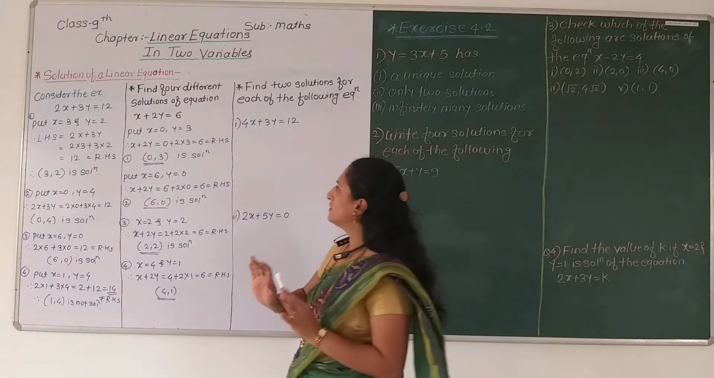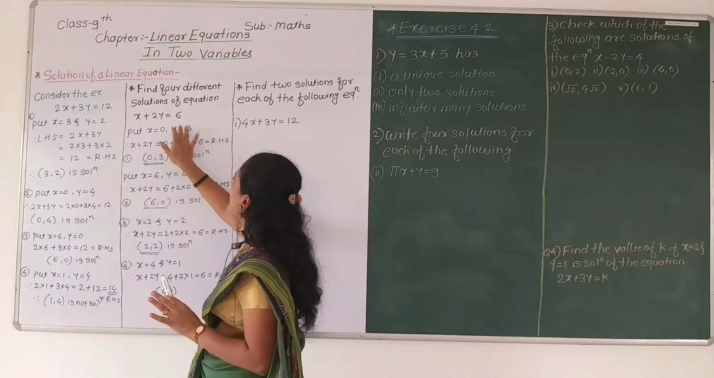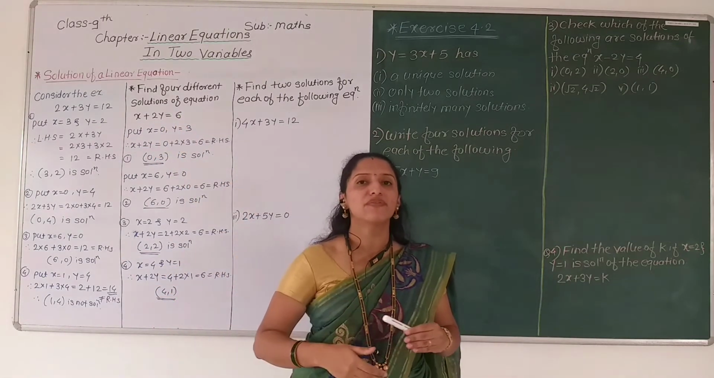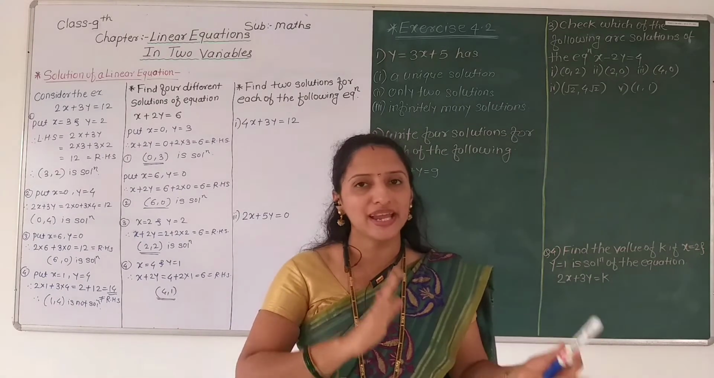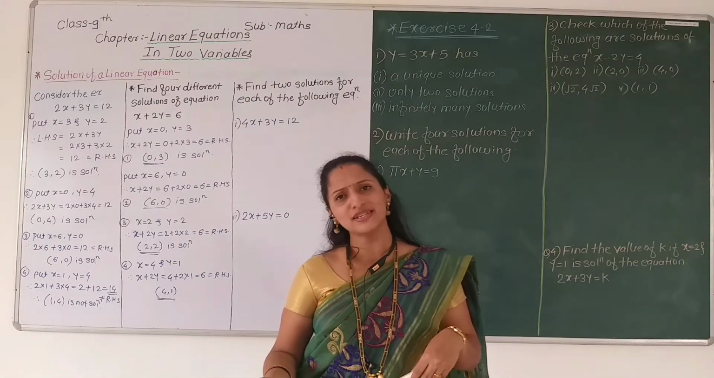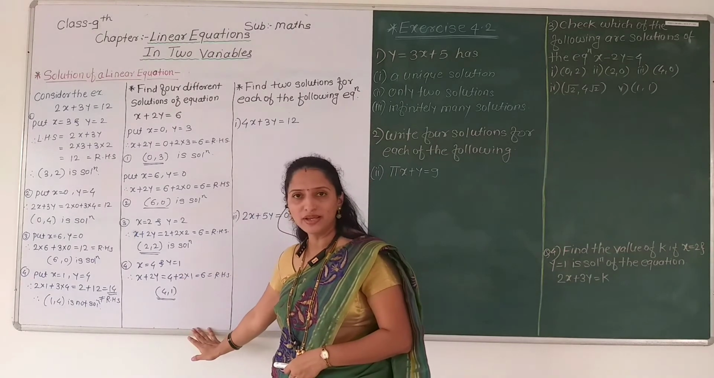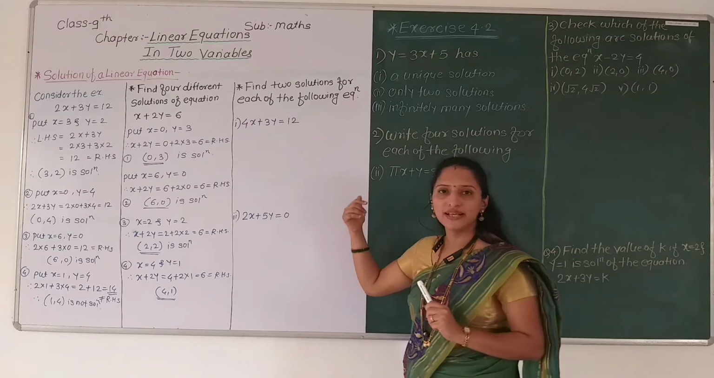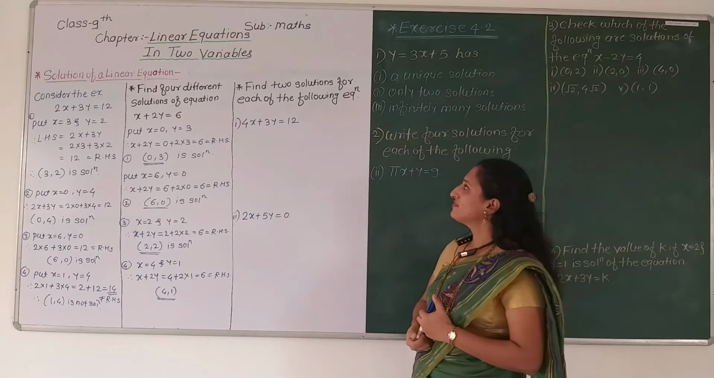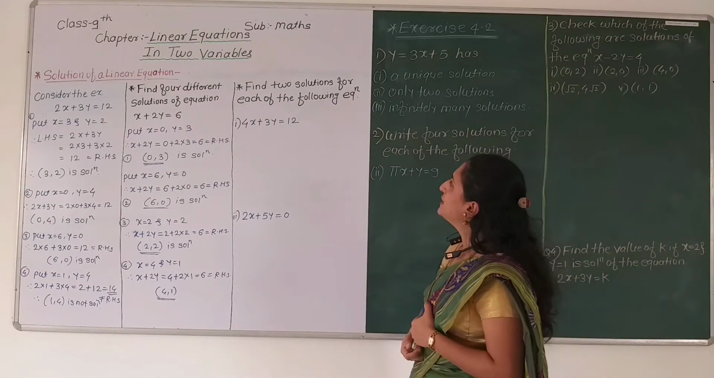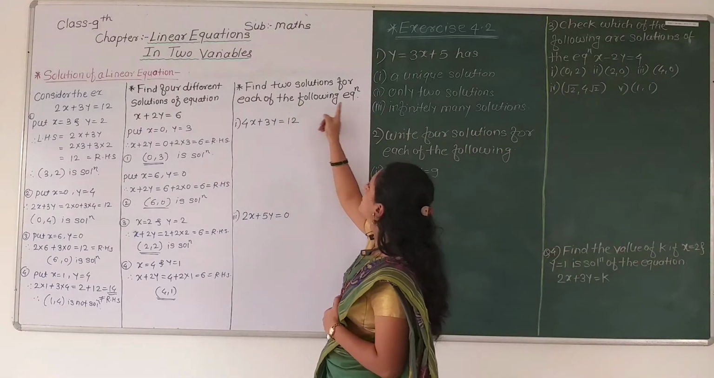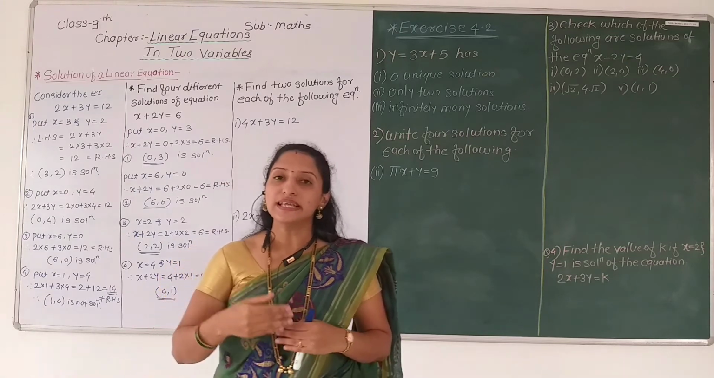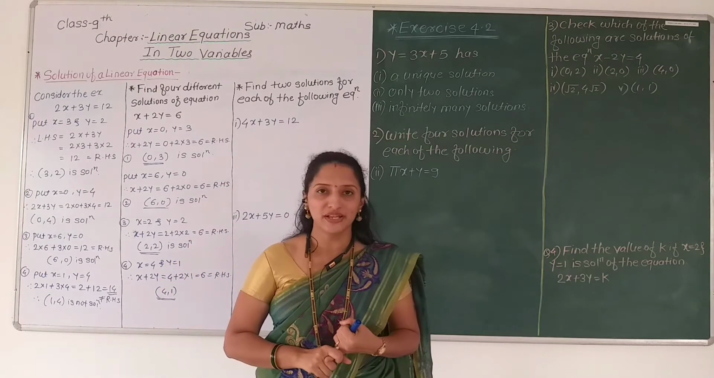So do you understand how to find a solution? We have to find only the values of x and y which satisfy the equation. That means substituting these values in the equation, we get LHS is equal to RHS. So it's quite simple. Okay, do you understand this? Yes. So shall I move forward to the next example? Right. The next example is find two solutions for each of the following. Now we have to find only two solutions. So it is an easy way to find solutions of the equation.